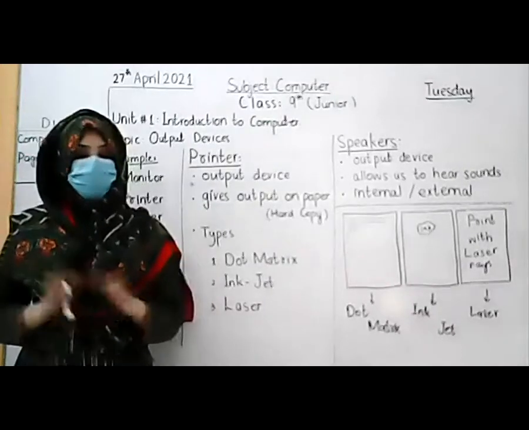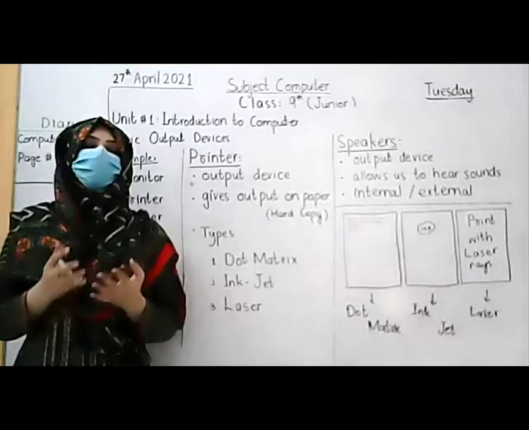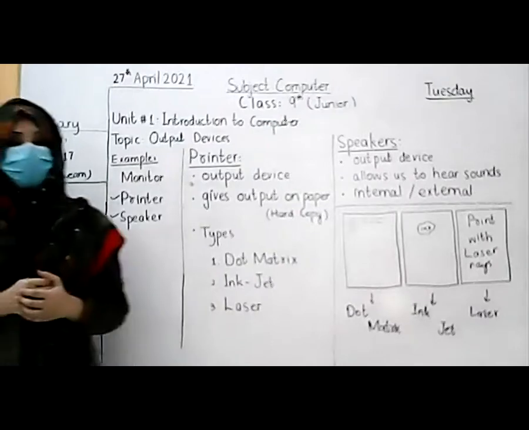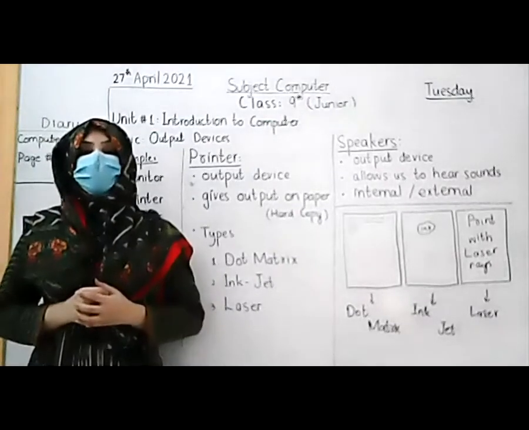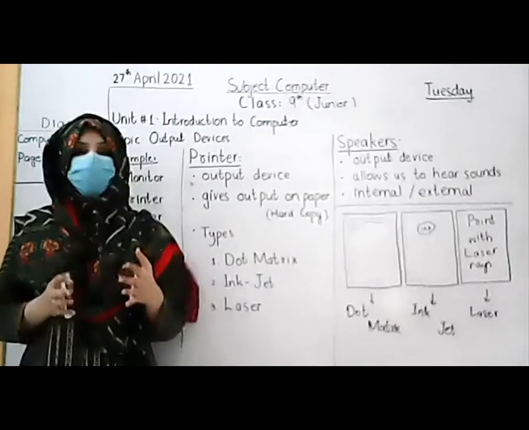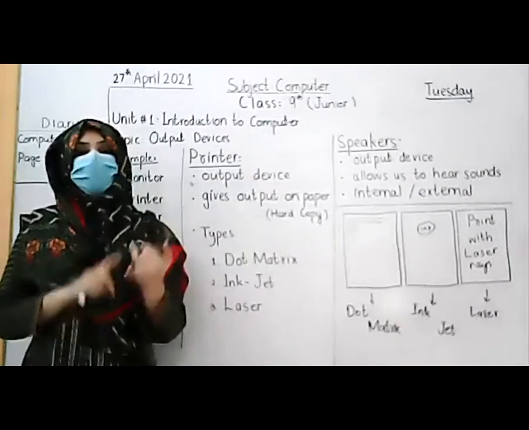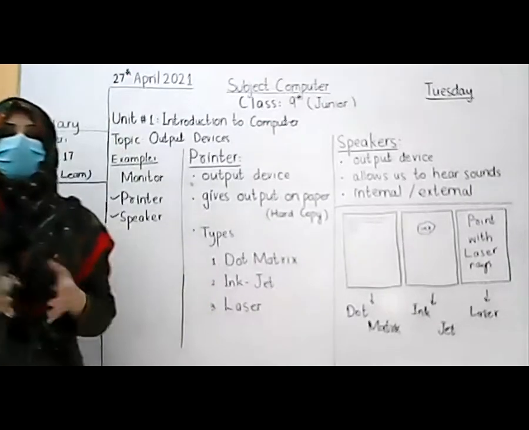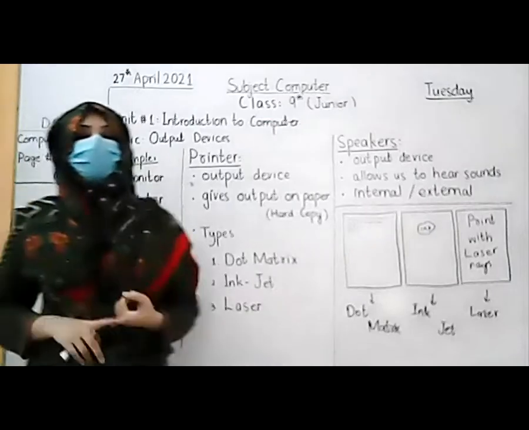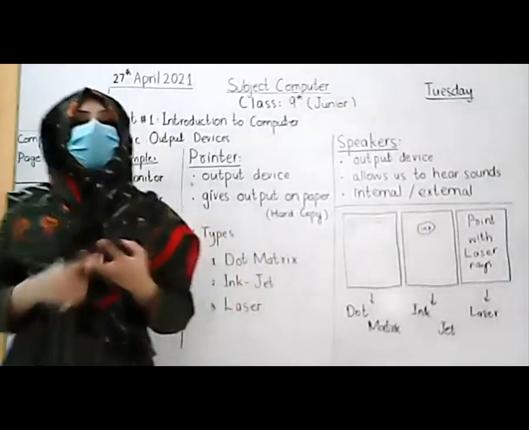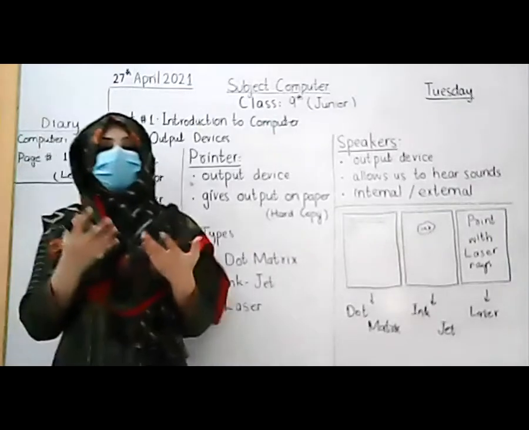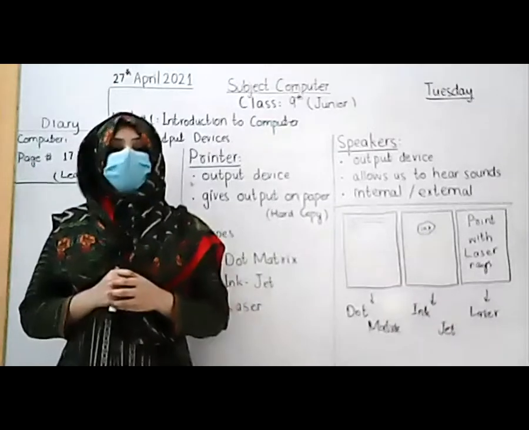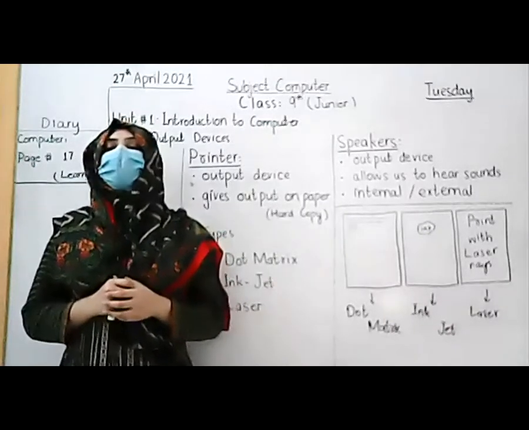So what are output devices? I will repeat it so you can recall it. Output devices are that part of computers and electronic devices which are used to display or show output, information and results to you. Some examples of output devices are printer, monitor, speaker, plotter. In this way, we can define output devices. In today's lesson, we are going to discuss the printer.